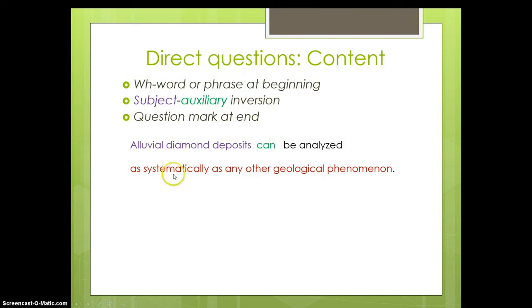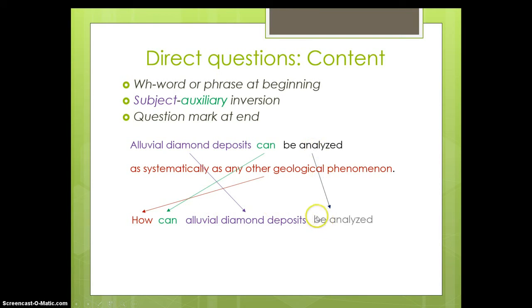Now, I've highlighted this phrase in red to show that it's going to be what turns into the WH word. I've turned it into how because this is describing how they might be analyzed. Okay, so that goes at the beginning. Now we still do our inversion of subject and auxiliary, so can goes there, and alluvial diamond deposits goes there, and then the last of the sentence comes down unchanged, and you finish it with a question mark.